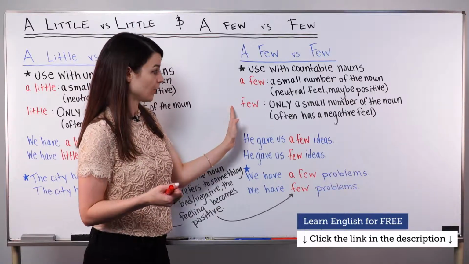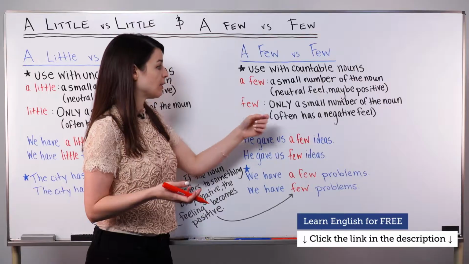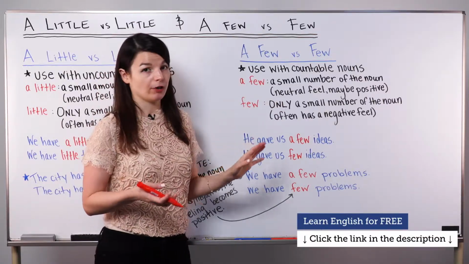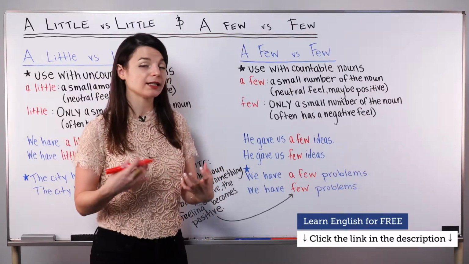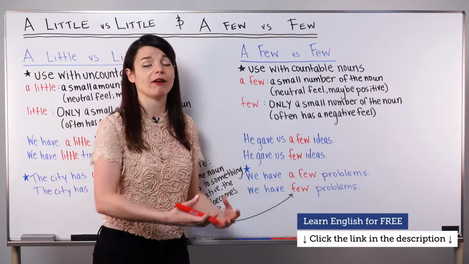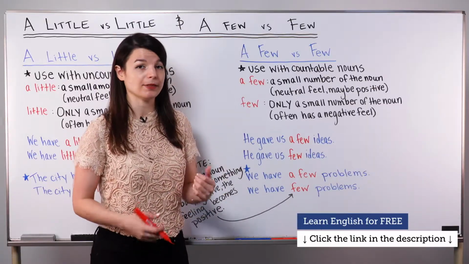Using no article creates this negative feeling. So using few means only a small number of the noun. So there's that negative feel again there. So only a small number, like there's not enough of something, or it's too bad. So something negative perhaps has happened.